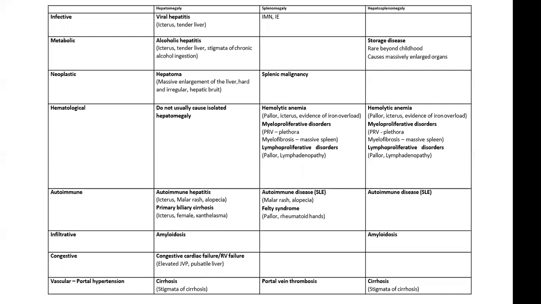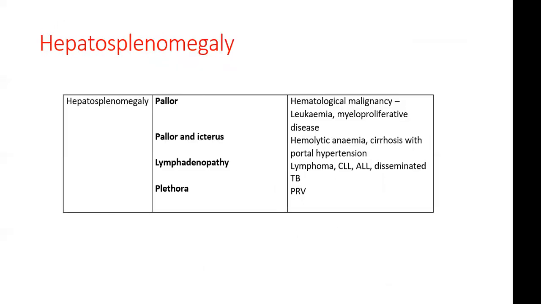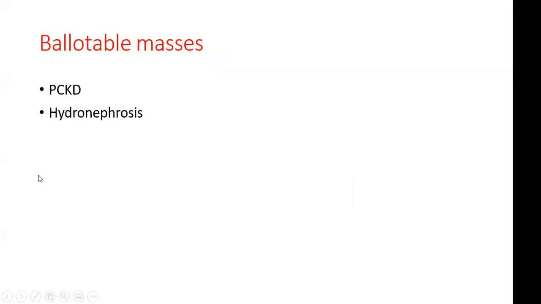Other causes of splenomegaly: soft, small spleen in infections like IMN and endocarditis, right? And also you can get splenomegaly in hemolytic anemias, Felty syndrome and portal hypertension. Hepatosplenomegaly can again be due to hemolytic anemia, myeloproliferative disease, lymphoproliferative disease, and cirrhosis with portal hypertension. And your general examination is going to help you to narrow these down. For example, hepatosplenomegaly due to a lymphoma, you will find lymphadenopathy. And this table is going to help you to identify that.